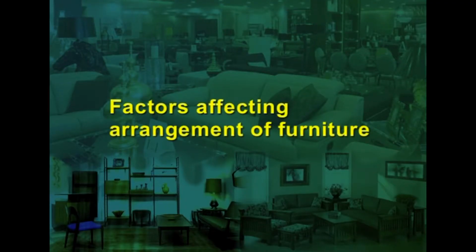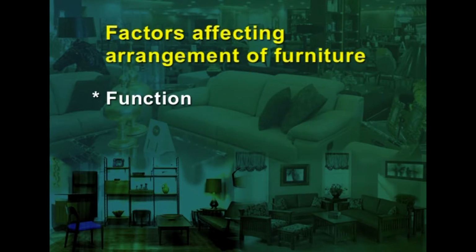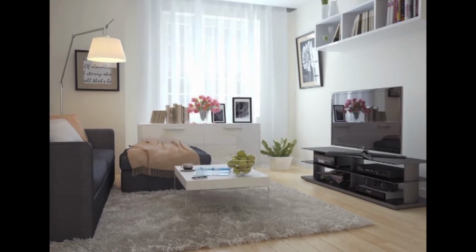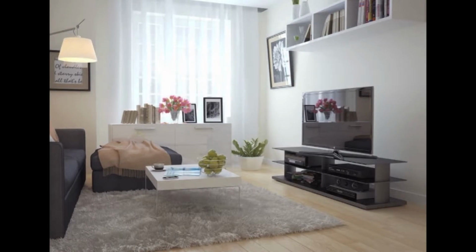Let us look at the factors affecting arrangement of furniture. How can the furniture be effectively arranged? Function is how a space will be used and is influenced by the use of the elements and principles of design. The function of a room determines the selection and the arrangement of the furniture. A bed does not go into the dining room, nor does a dining table go in a bedroom. This dictates the selection and arrangement of furniture.